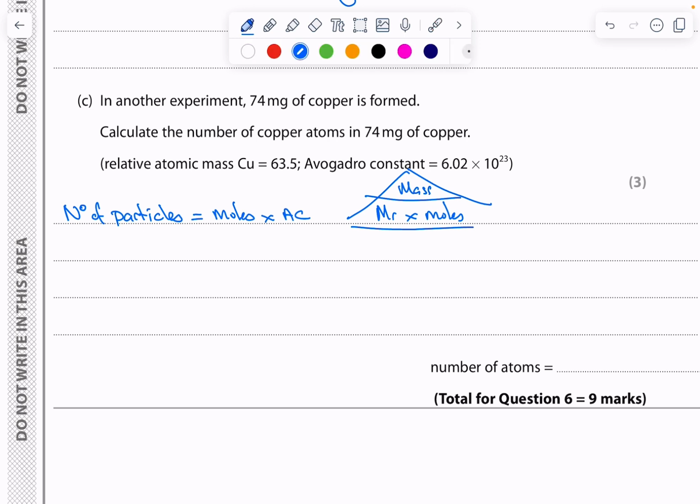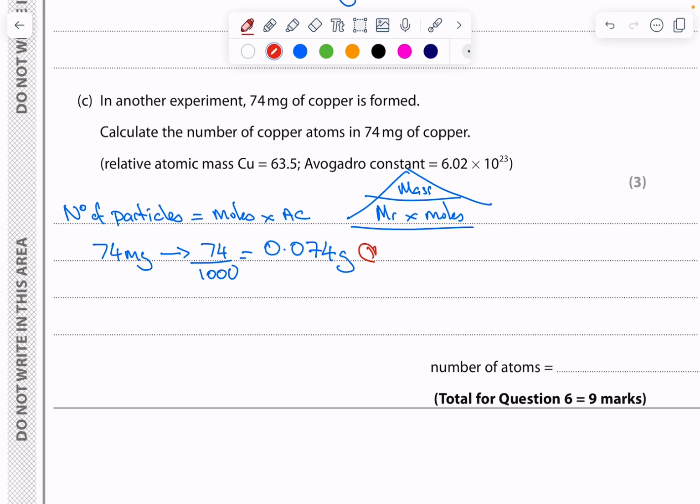Now the first trap to be aware of is we have got 74 milligrams of this copper. What we have to do first of all is convert that into grams. So what we have to do there is 74 divided by 1,000, and that's given me 0.074, and that's now grams. I need that to be in grams in order to work through the rest of this. So I've got 1 mark already.